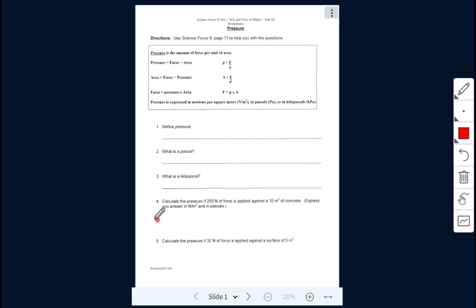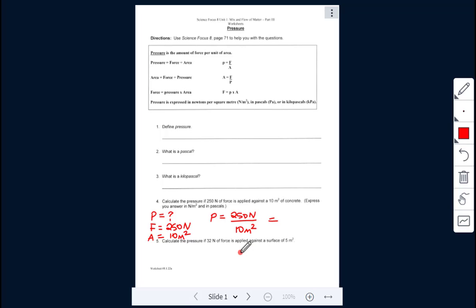So the first thing we're going to do is, pressure is what we don't know. Force, we do know. Our force is 250 newtons. And area we know as well. Area is 10 meters squared. All right, so our formula is here. Pressure is equal to force divided by area. So therefore, pressure is 250 newtons divided by the area, which is 10 meters squared.